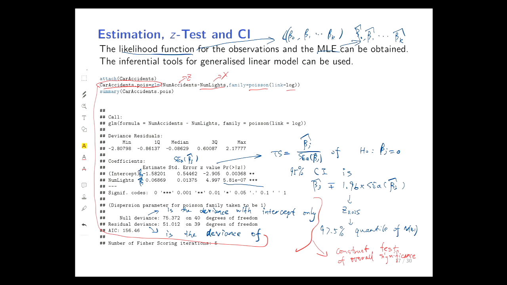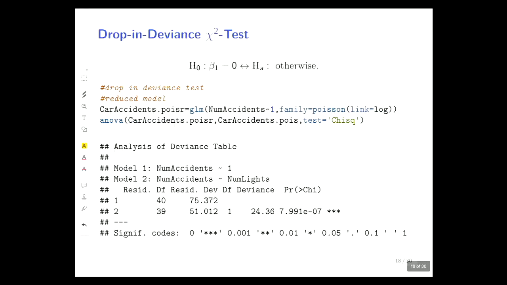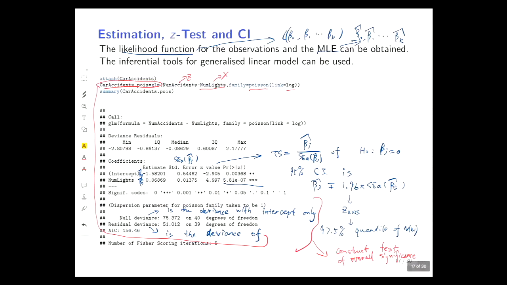So how do we construct this test? In this case, because we only have one explanatory variable, that means except for the intercept, we only have one coefficient, which is beta 1. But this test is exactly the test of overall significance in this case. And I think that's the end of today's lecture.